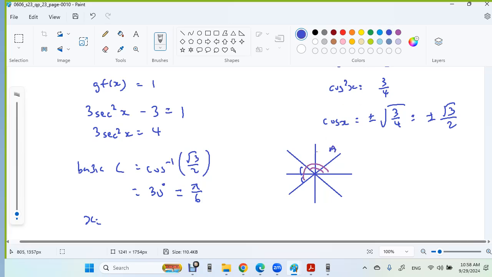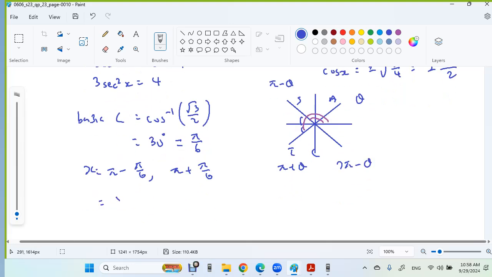So ASTC, this is theta, this is pi minus theta, this is pi plus theta. So we have pi minus pi over 6 and pi plus pi over 6. So we will have 5 pi over 6 and 7 pi over 6.